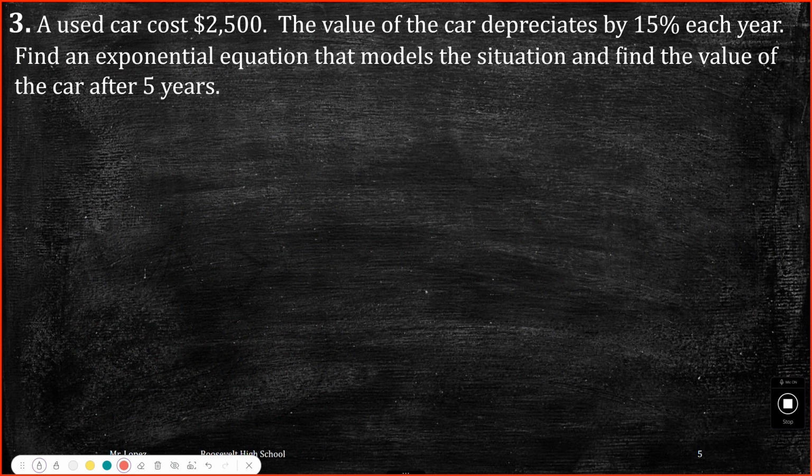Let's say that this is your situation. Say you don't have a car, so you're going to go buy a used car that costs 2,500. The value of the car goes down by 15% a year. Find the exponential equation that models the situation. Find the value of the car after 5 years. Why don't you do that by yourself?